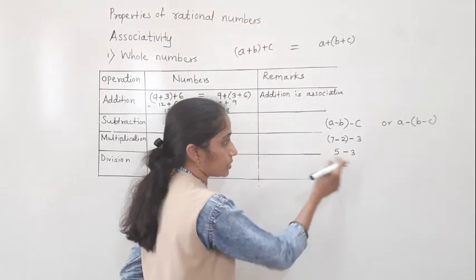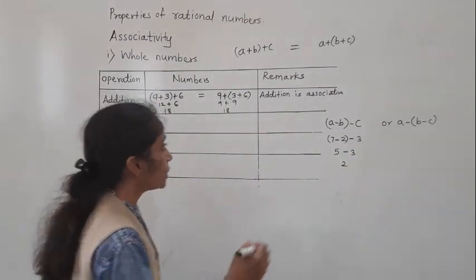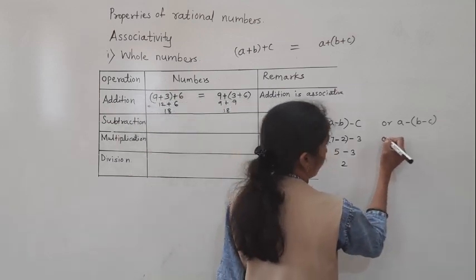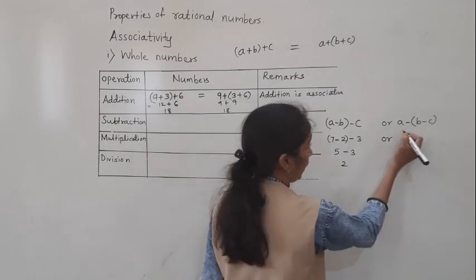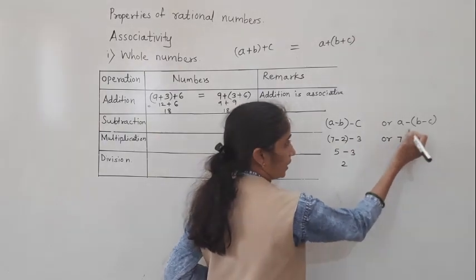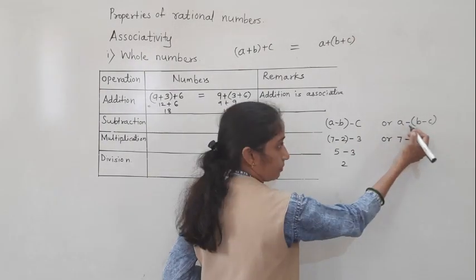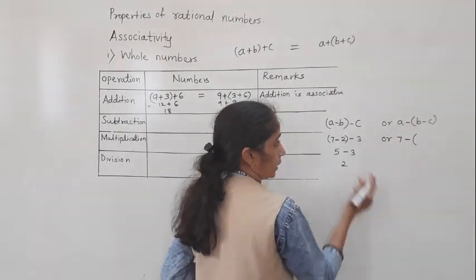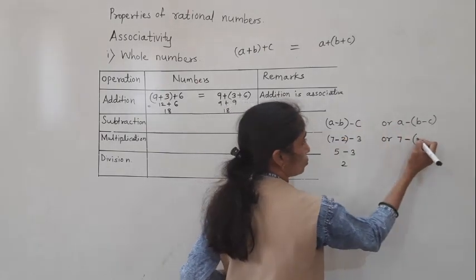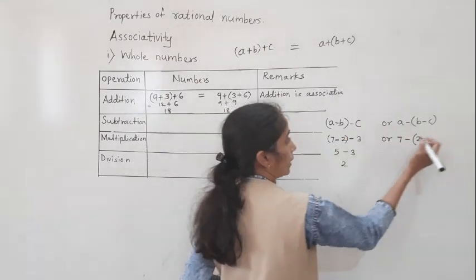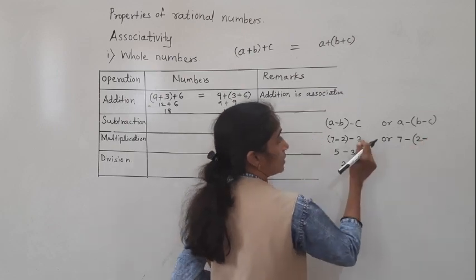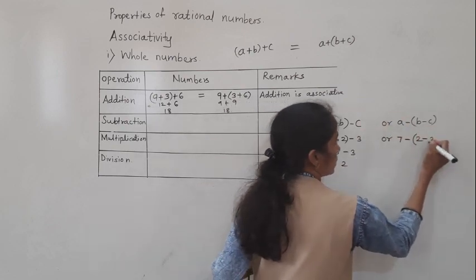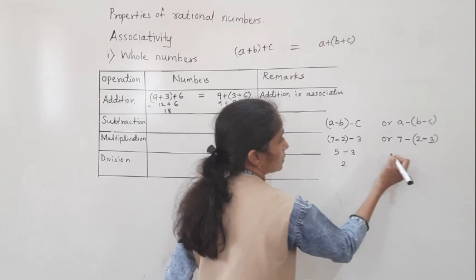What did we get? 5 − 3, we got 2. Okay, so now we will solve this side also. A value is 7, minus sign, now B is 2, and now minus C, C is 3. Now let's solve this side.